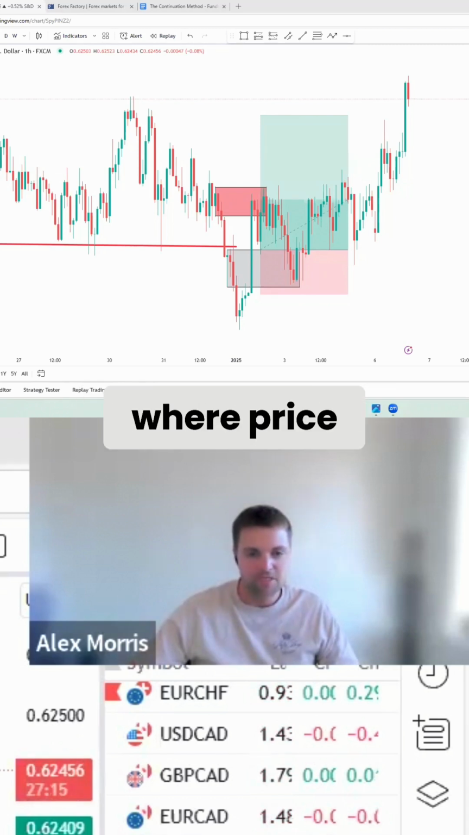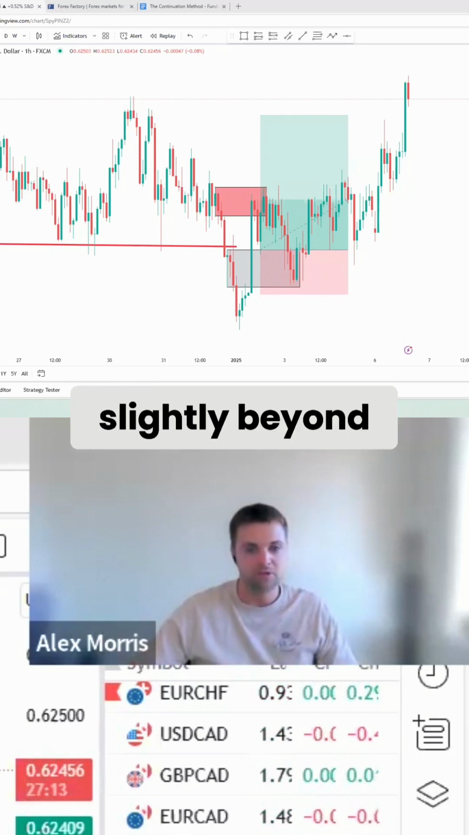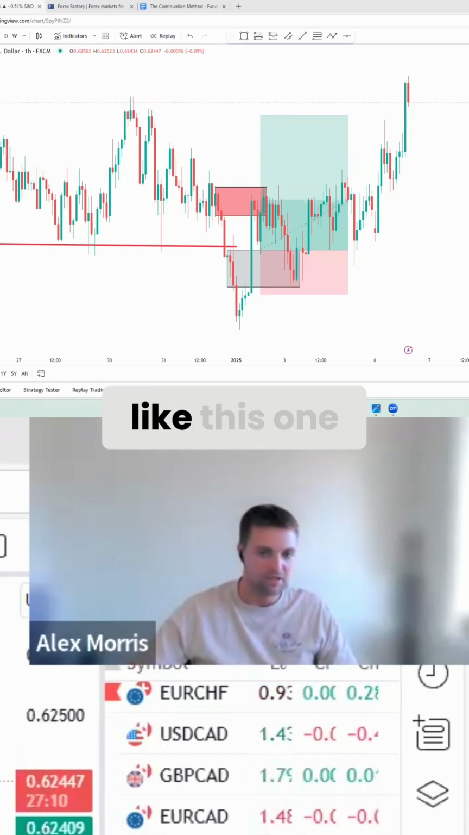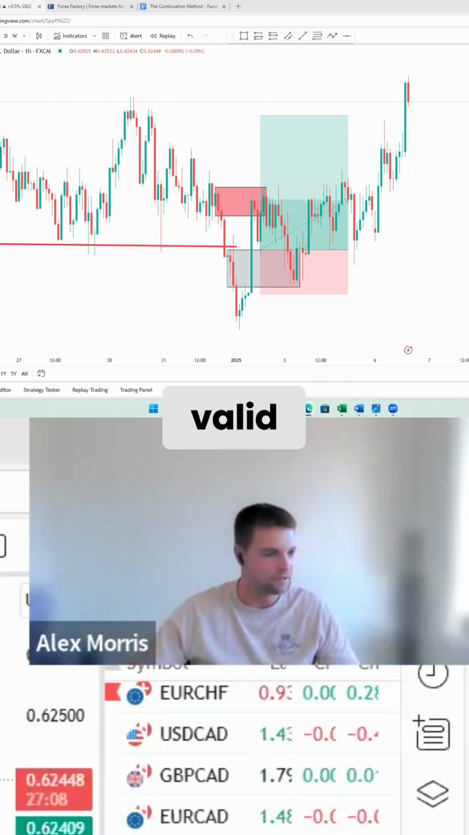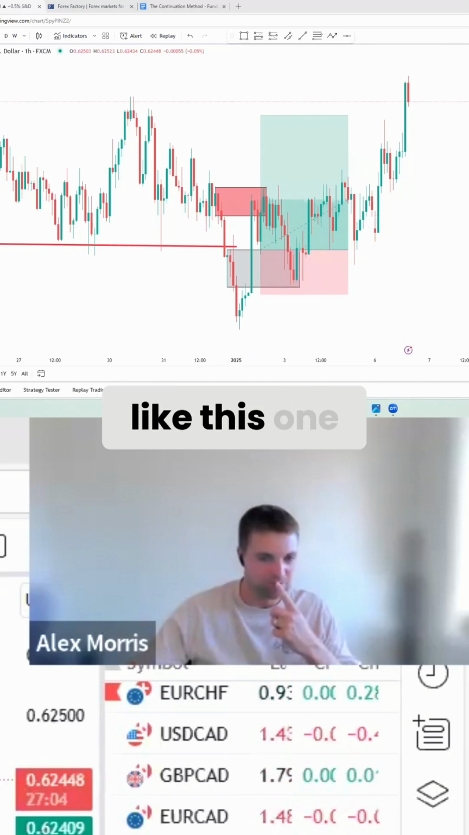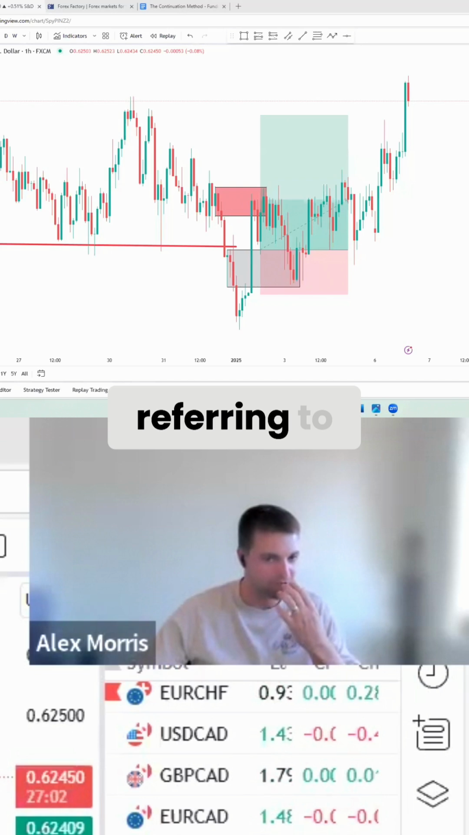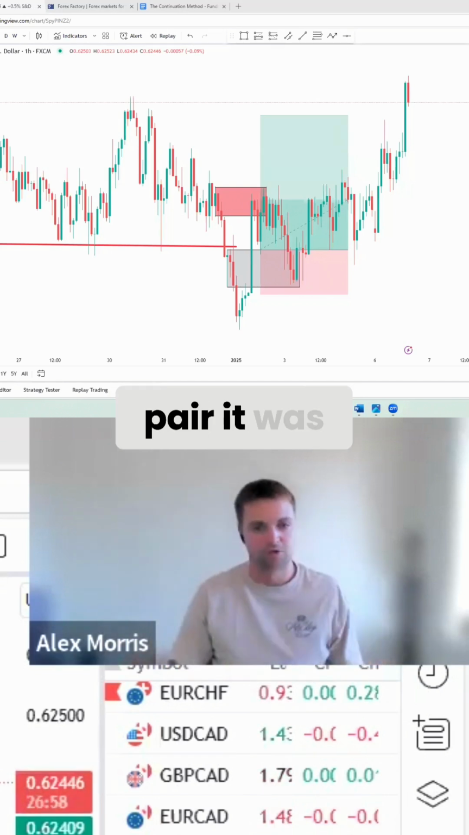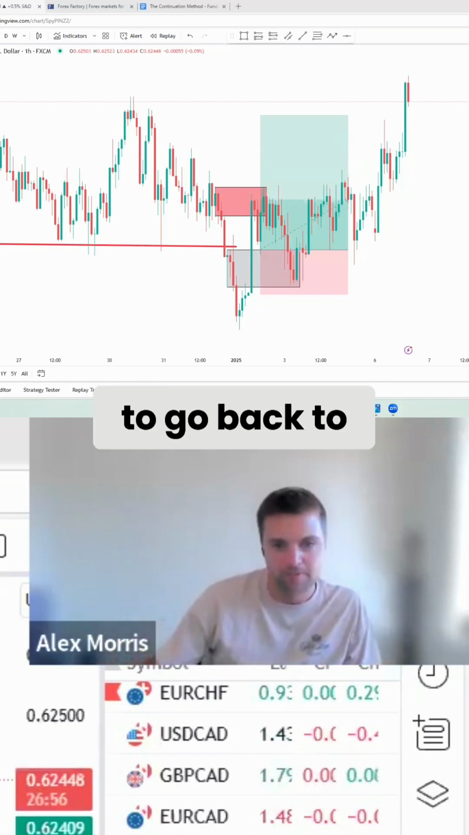And then Chris, where price touches a zone but goes slightly beyond for a confirmation candle like this one here, is that still valid? So when you say like this one here, which pair were you referring to? Okay, yeah, if you remember which pair it was, Chris, more than happy to go back to it.